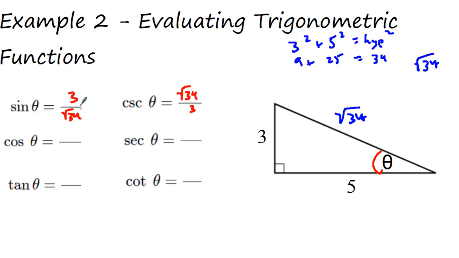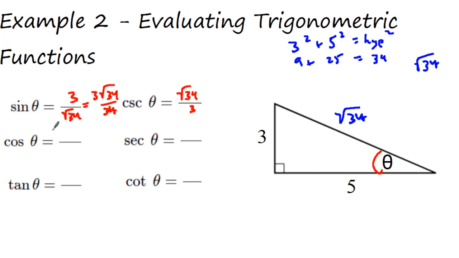Now, take a look right here. We can't leave this value, can we? We can't leave a radical on the bottom. So we're going to multiply by root 34 on the top and bottom, so we have 3 root 34 divided by 34. Now, I like to write it out. And why do I like to write it out? It makes the reciprocal, the cosecant function, easy to write down. You'll see what I mean by cosine.